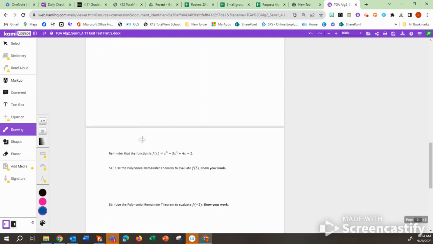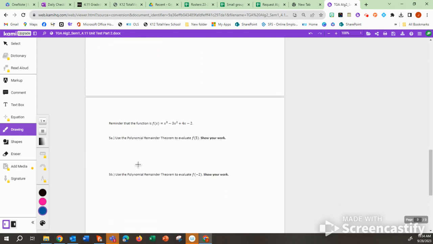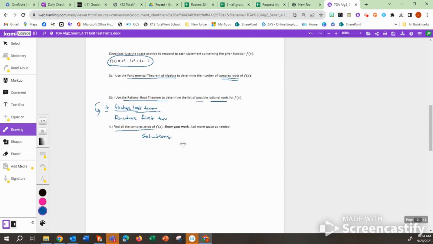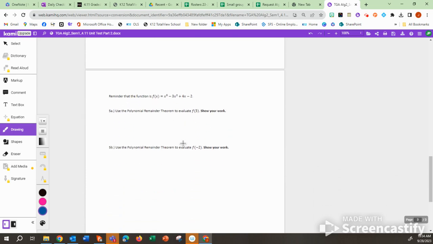It says reminder that function f(x) equals x cubed. Here's another function. It's the same function. It says use the polynomial remainder theorem to evaluate f(5). It could be f(x), but they're saying that x is 5, so that's a really good hint. It says use the polynomial remainder theorem, so that means you're using synthetic division here. And it does say show your work.